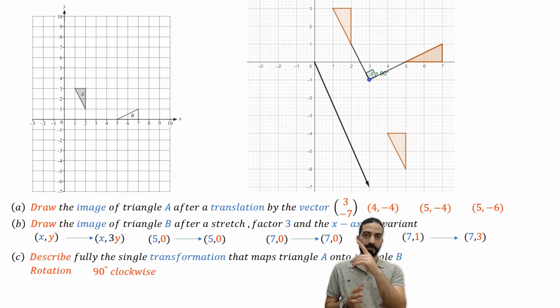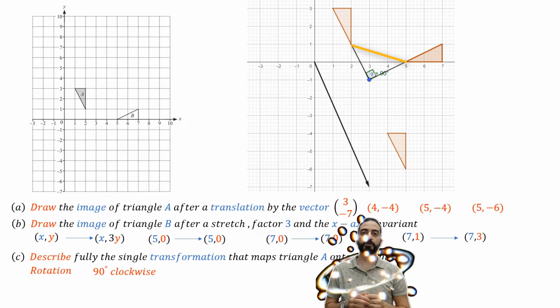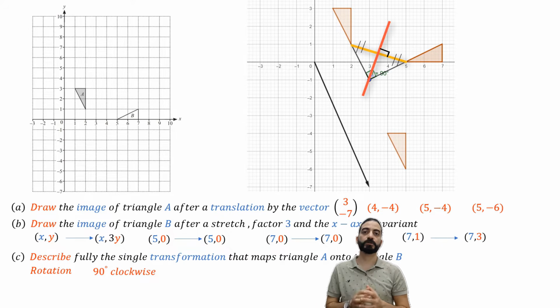First, we draw a line between two corresponding points, and on this line we draw a perpendicular bisector. Now we also draw a line between two other corresponding points, and we draw its perpendicular bisector. As we see, here is the place where the perpendicular bisectors meet. This means that this point is the center.